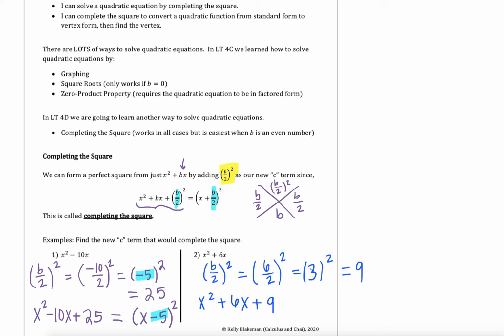Why don't you guys pause the video and factor this into its perfect square? So when we're factoring this quadratic, we're looking for two numbers that multiply to be 9 and add up to be 6. That would be positive 3 and positive 3, which we could write as x plus 3 squared. So in this completing the square process, we're taking stuff that could not be factored into a perfect square and adding this new c term so that we can create a perfect square.